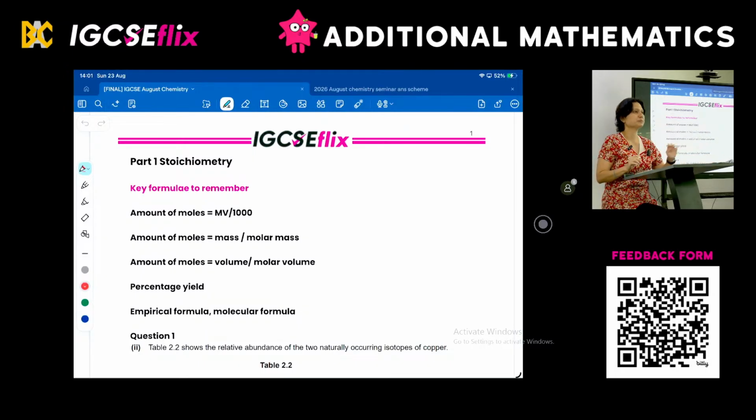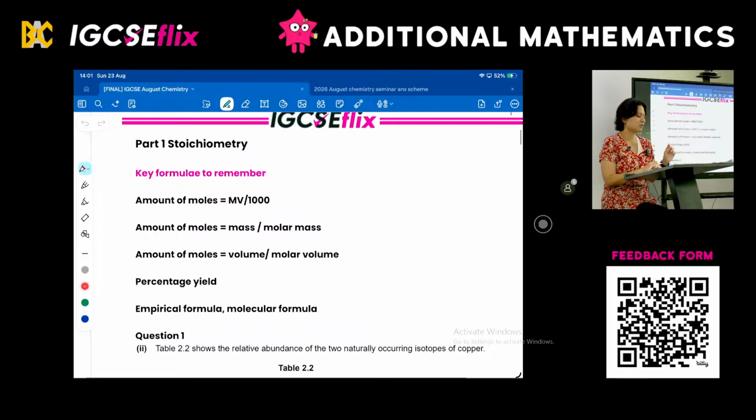All right, now, do all these formulas look familiar? Amount of moles equals MV over 1000. Amount of moles equals mass over molar mass. Amount of moles equals volume over molar volume. Do they all look familiar? Okay, so which one is for what?